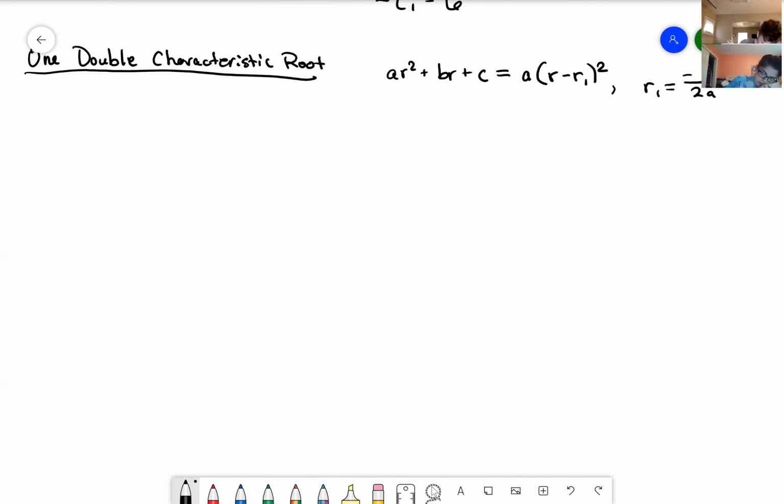Now this gives us one solution, y1 is equal to e to the r1x. But we know that we need to have two solutions in order to get a specific solution, unless the initial conditions worked out just right. So this one was the only one we need. So in general, we'll need two. So, variation of parameters.